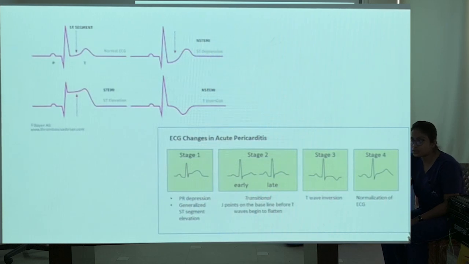This figure shows the different ST changes in case of ST elevation MI as well as non-ST elevation MI, and the lower picture shows the ECG changes in acute pericarditis. So why does ST elevation occur? What is the basic electrophysiologic mechanism behind ST elevation?